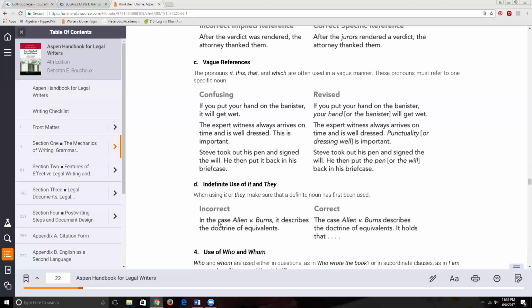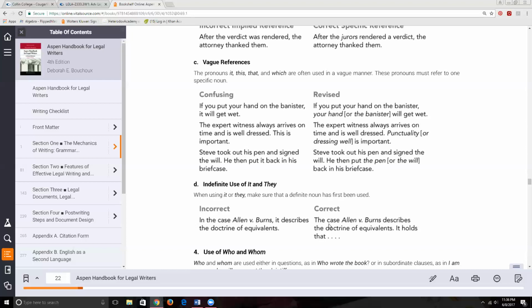And it is true that we could restate this and say the case Allen v. Burns describes the doctrine of equivalence, because I think that's what the writer means. But that's not what he says, because he's saying in the case Allen v. Burns, it describes. So it's got to be something interior to this case. It can't be the whole case, right? So apparently, let's say there's 20 paragraphs in this case. Something in there is describing the doctrine of equivalence. Maybe it's the 17th paragraph or something like that. But it's not the whole thing, because you wouldn't say in the case at that point.